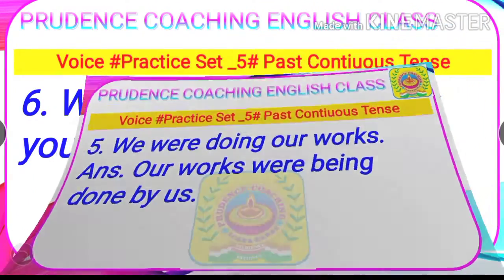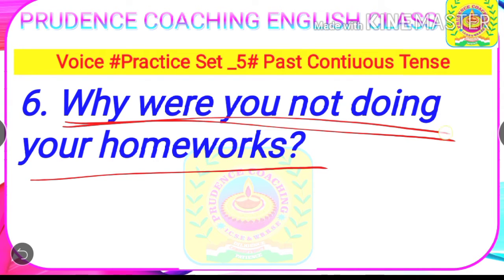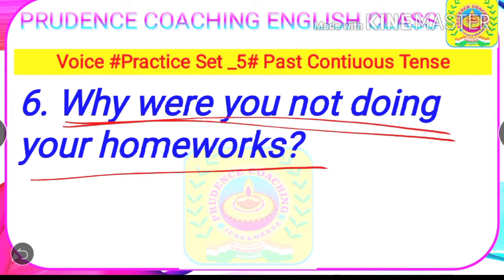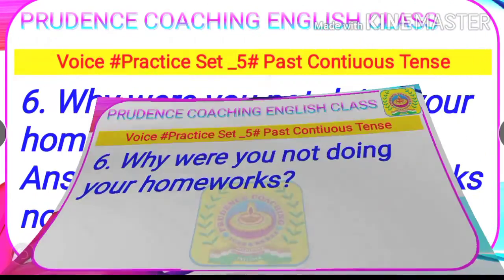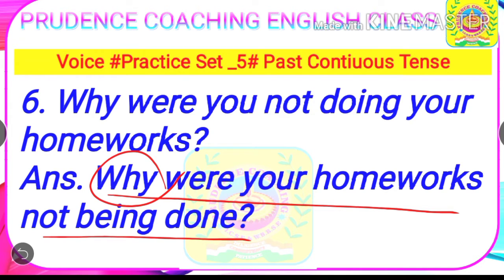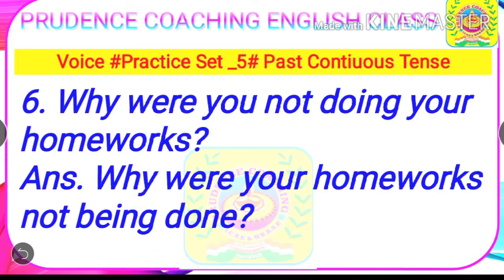Now the next question is question number 6. Why were you not doing your homeworks? I repeat the question. Why were you not doing your homeworks? Your time starts now. The time is finished finally. The final answer is: why were your homeworks not being done? Students, this sentence is with the WH word why. So we'll have to use the WH word in the beginning, and next according to the pattern we'll have to write the answer. So the final answer is: why were your homeworks not being done?